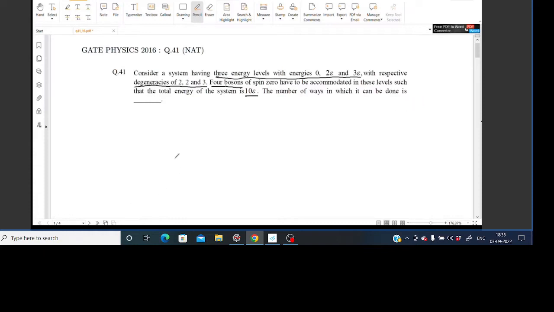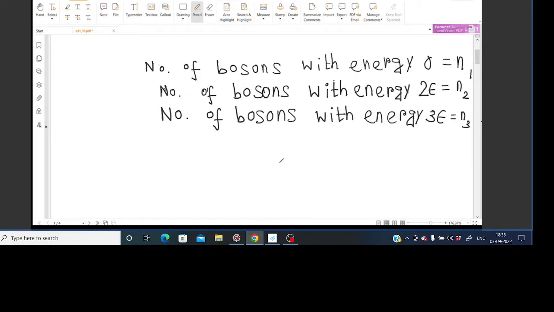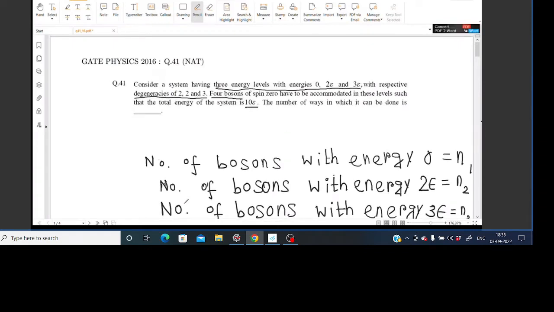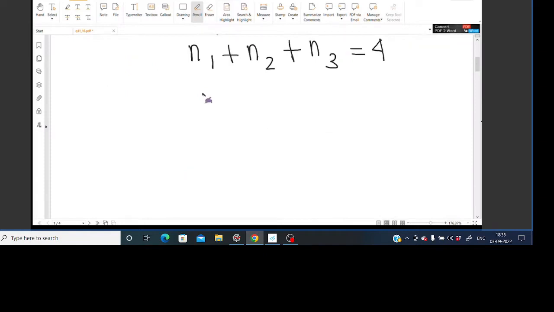Let's solve this question. Let's assume that the number of bosons with energy 0 is n1, the number of bosons with energy 2 epsilon is n2, and the number of bosons with energy 3 epsilon is n3. As the total number of bosons is 4, we have n1 plus n2 plus n3 equal to 4. The total energy of the system is 10 epsilon. So we have 0 into n1 plus 2 epsilon into n2 plus 3 epsilon into n3 equal to 10 epsilon.